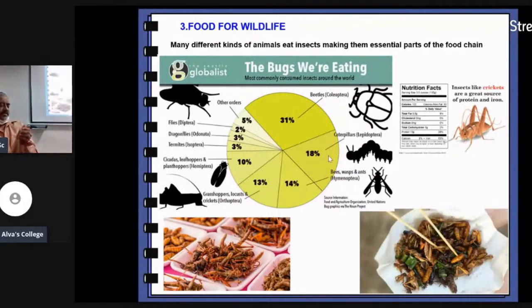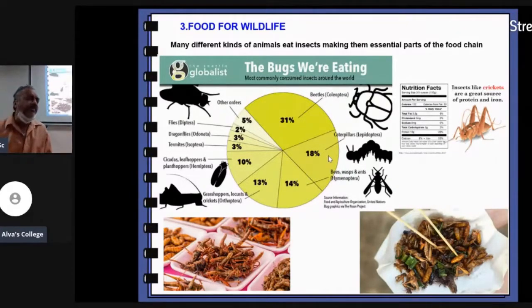Yet another crucial function insects do is that they form prey for a large number of animals. So you must have seen frogs, you must have seen lizards, you must have seen shrews, you must have seen so many other kinds of animals which solely depend on the insects. If insects were not there, these creatures would not be surviving on the planet. So they serve as food for a variety of animals.